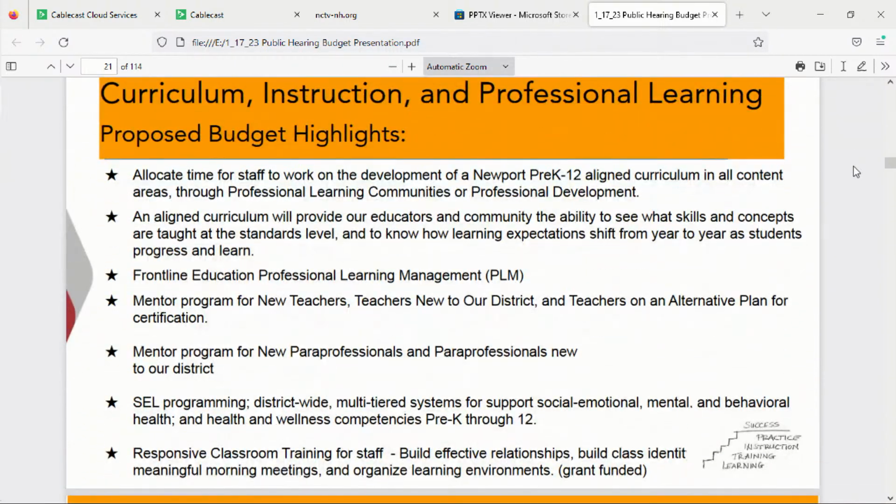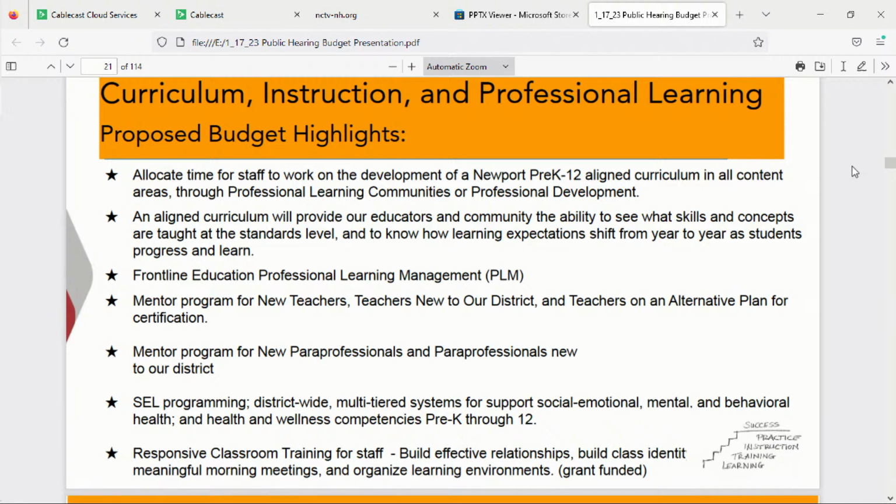So like I said, we're just looking to allocate time for staff to work on improving the curriculum and making sure everything's aligned, providing professional development opportunities, making sure that we're transparent with all of that and what we're doing in the schools with skills and concepts, so the community can see what we're doing. Frontline professional development learning management system we just implemented, and we're going to be continuing with that. Mentoring is a huge part of our new staff, and we want to continue that and make it better, as well as creating a mentor program for new paraprofessionals and support staff in our district, because we don't currently have one, and it's really important, as well as being part of their CBA.